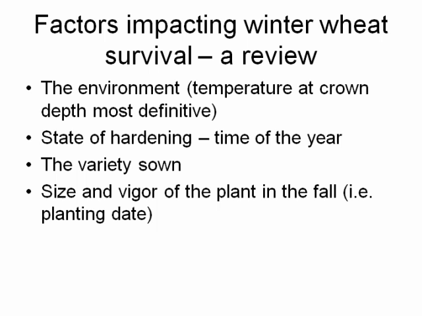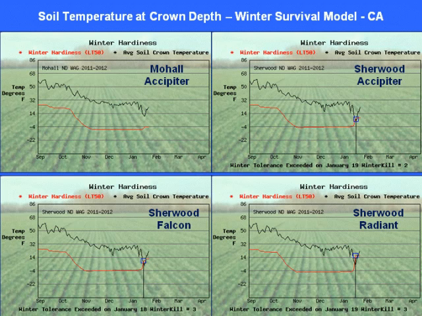The variety sown is another factor, and the size and the vigor of the plant in the fall. So if we're evaluating crop stands, we're going to see a lot of variety in the size of the plant in the fall. We're going to see a lot of variety in the varieties of winter wheat that we're sowing, and so those are going to have an impact on the type of survival that we see.